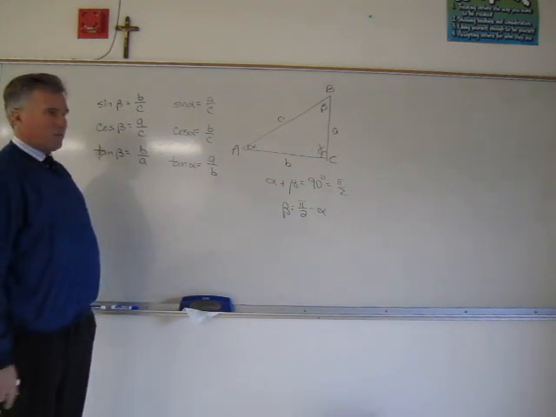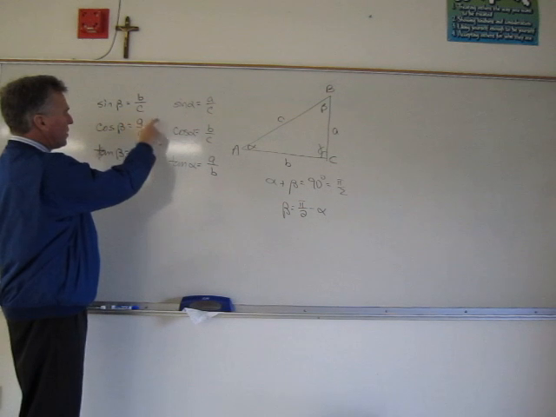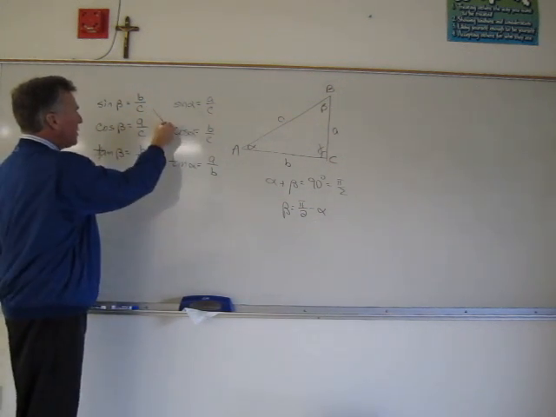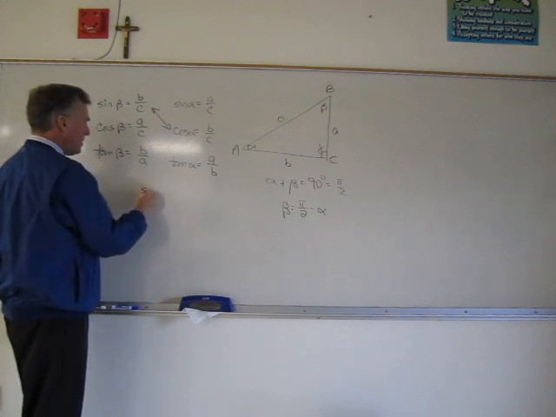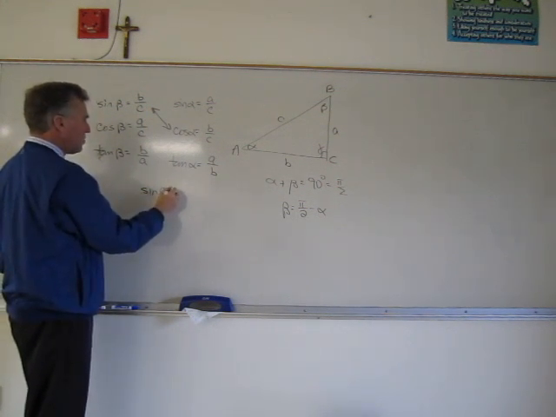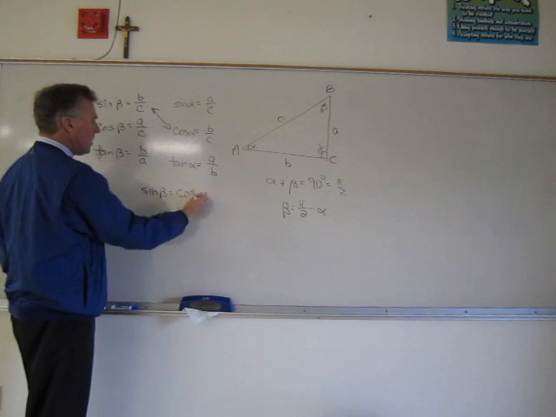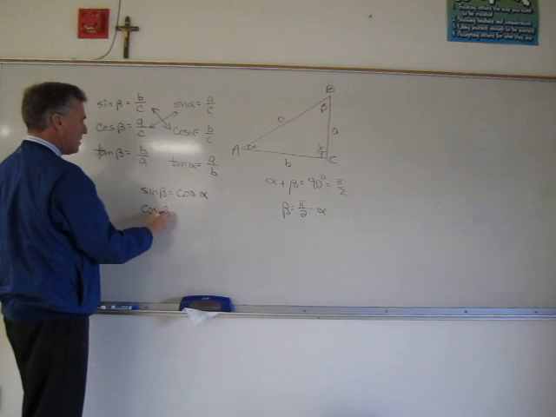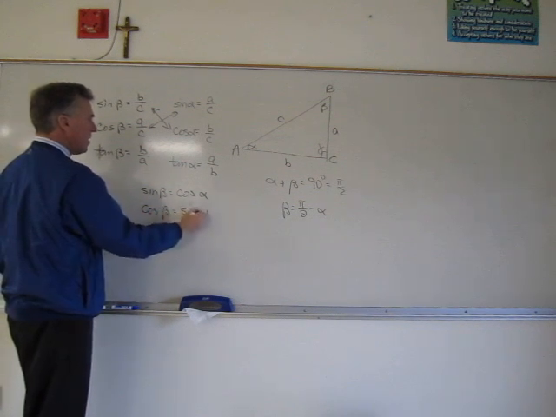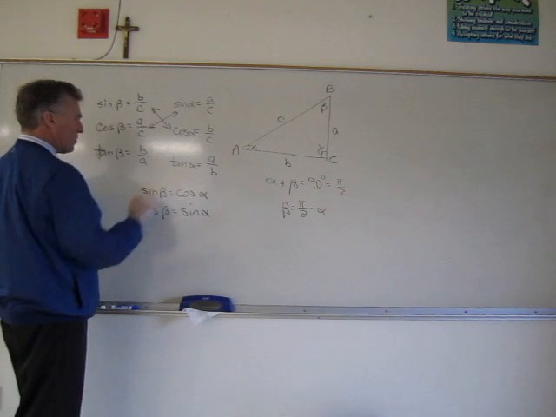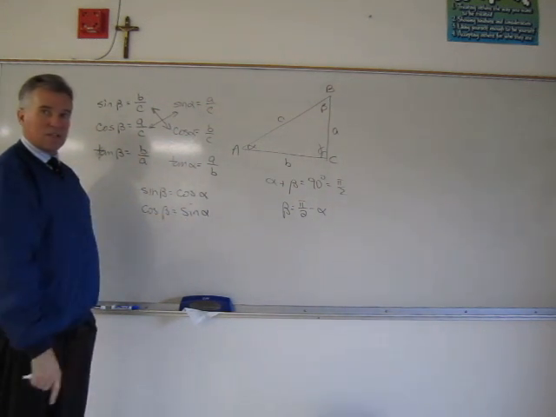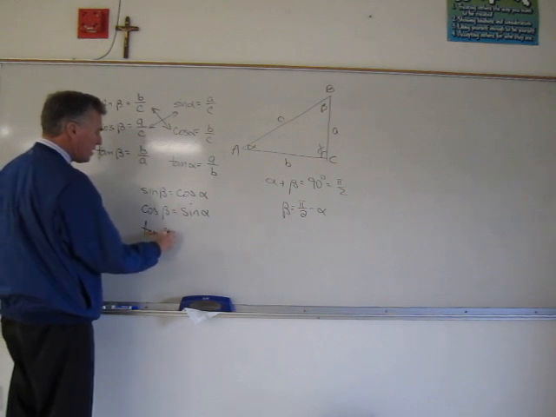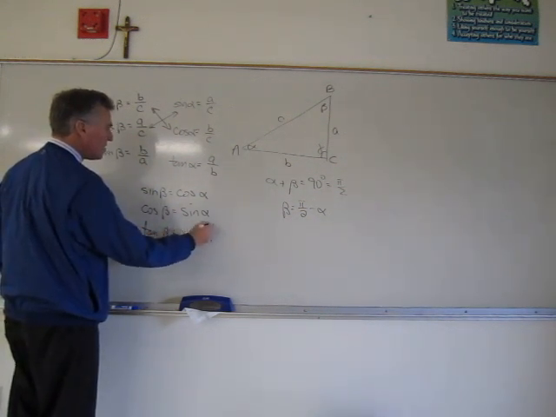Now look at the ratios. Sine of beta is B over C. Cosine of alpha is B over C. Therefore, by the transitive property, it would follow that sine of beta is equal to cosine of alpha. Same idea gives us cosine of beta equals sine of alpha. And these are reciprocals. And combining with the fundamental identities from chapter 5, we then have the tangent of beta is equal to cotangent of alpha.